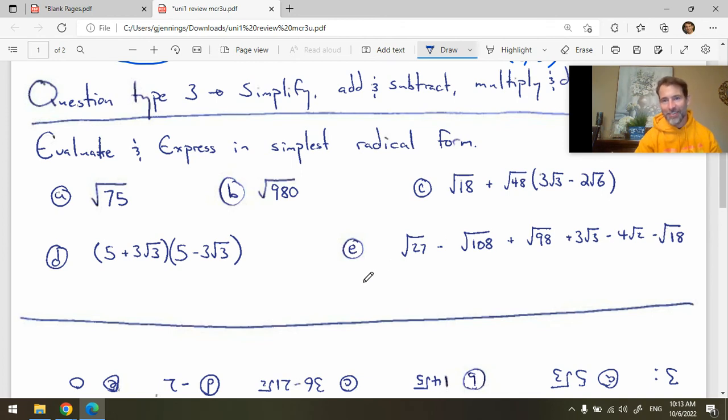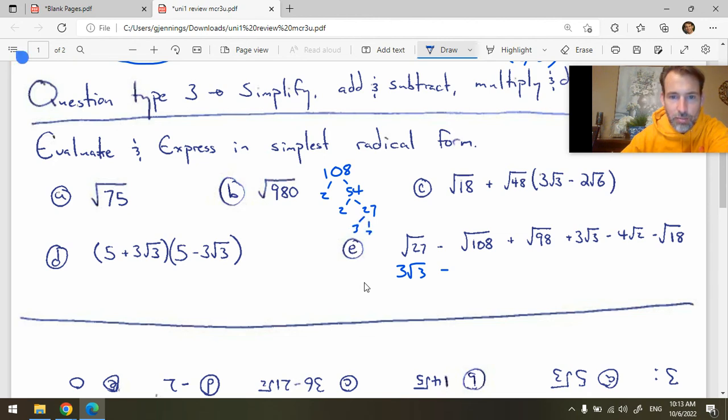Okay, so last one. I'll do it right here because I don't want to copy it out. Okay, the square root of 27 is 3 root 3. The square root of 108 minus the square root of 108. Well, let's do 108 up here. 108 is divisible by 2. That gave me 54. That's divisible by 2. That gave me 27. 27 is already 3 root 3, so that's 3 times 3 times 3. So here's my square. 6 squared times 3. Okay, so that's 6 root 3.